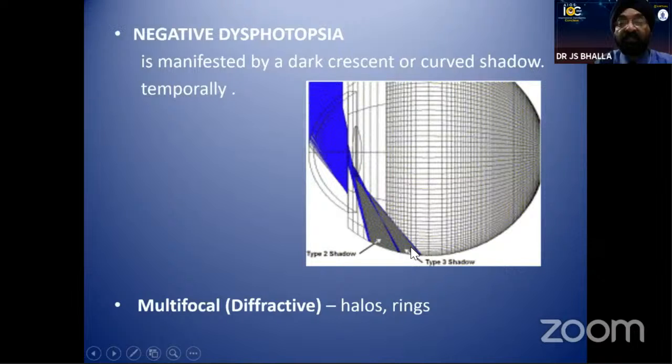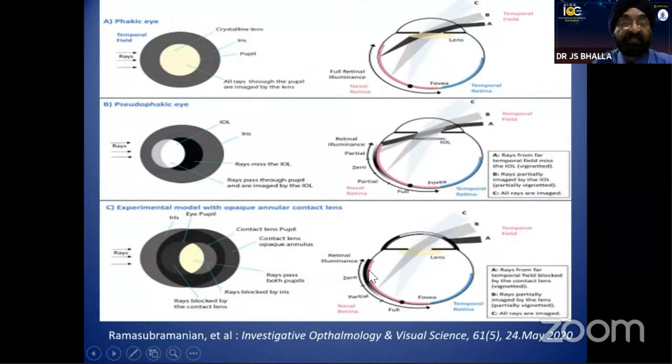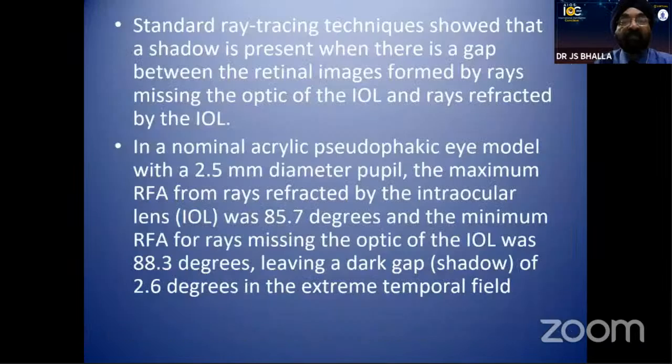These are type 2 shadows and these are type 3 shadows. And this is a recent publication in May 2020, where they found that these light rays are coming from the temporal field of vision, and this is the shadow which is occurring. And a very interesting experiment they did was to use a contact lens which had an annular opaque ring in the periphery, and they found that they could cut off these negative shadows. So this is how they again proved that this is the culprit, the temporal rays which are striking the nasal sharp edge of the IOLs.